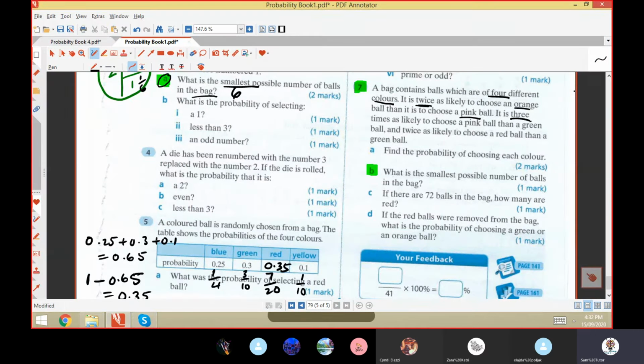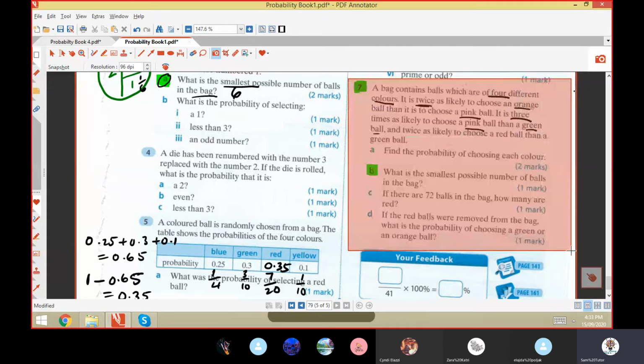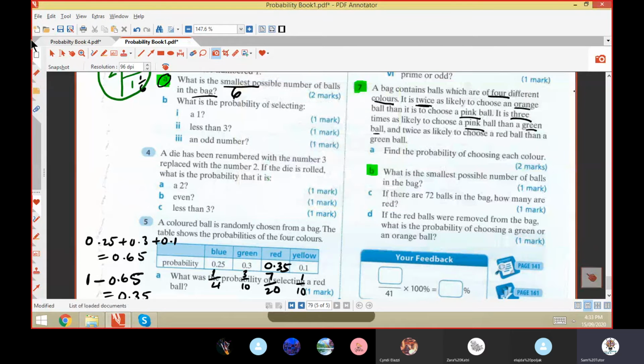Just trying to back in. It is 3 times as likely to choose a pink ball than a green ball, and twice as likely to choose a red ball than a green ball. All right, a lot of things happening. So I think what I'll do for this one, I'm just going to take a screenshot of that, or take a copy of that, and we'll start on the next page.